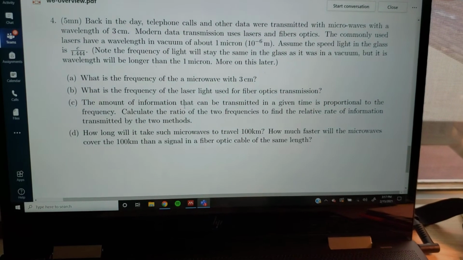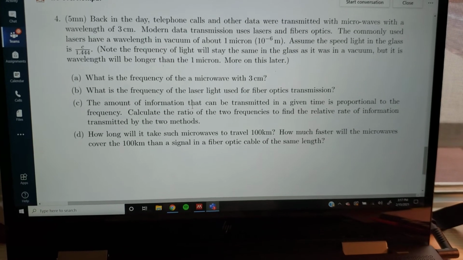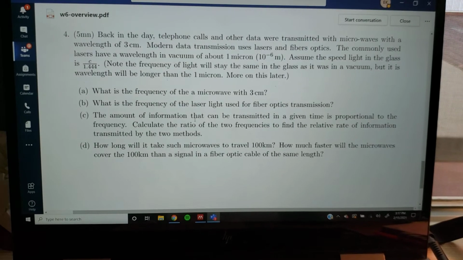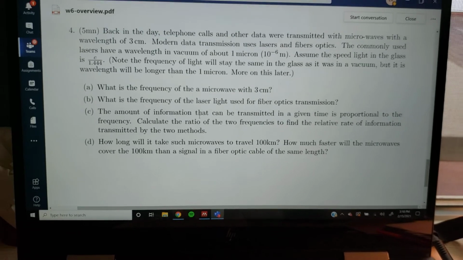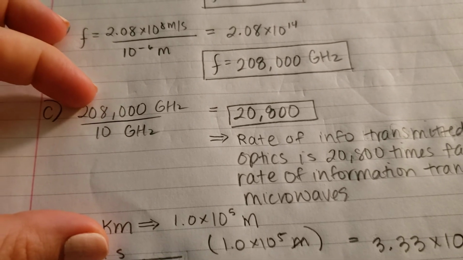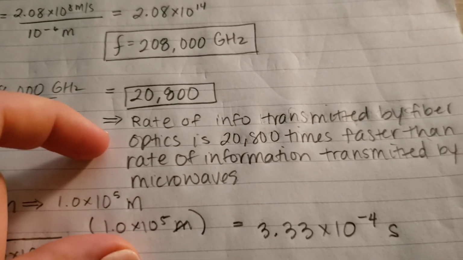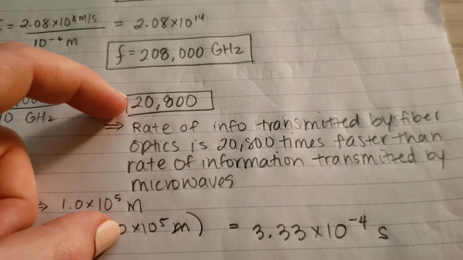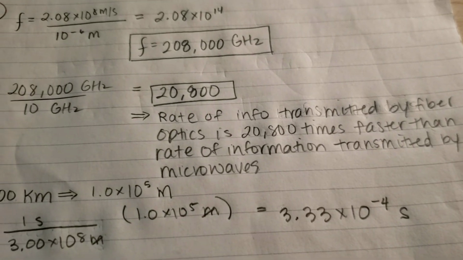And then part C, they want us to calculate the ratio of the two frequencies to find the relative rate of information transmitted by the two methods, because the amount of information that can be transmitted in a given time is proportional to the frequency. So for that one, I just took our 208,000 gigahertz divided by the 10 gigahertz, and we can see that the rate of information transmitted by the fiber optics is 20,800 times faster than the rate of information transmitted by the microwaves.